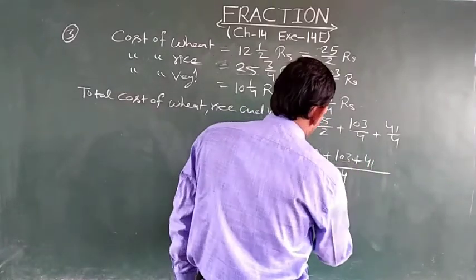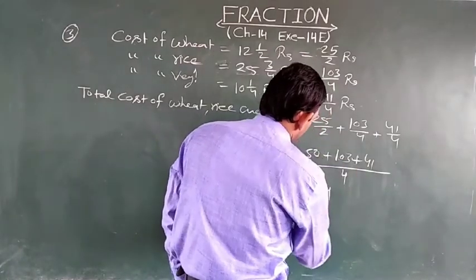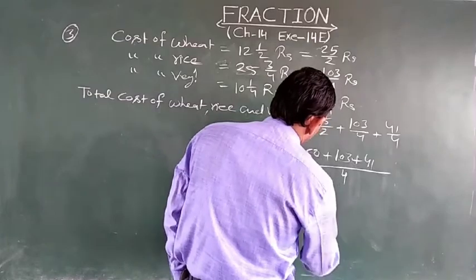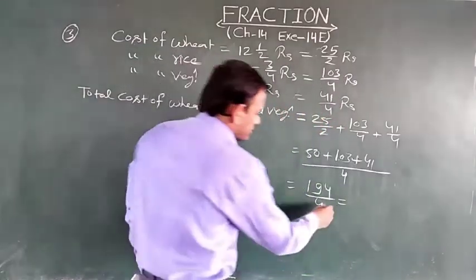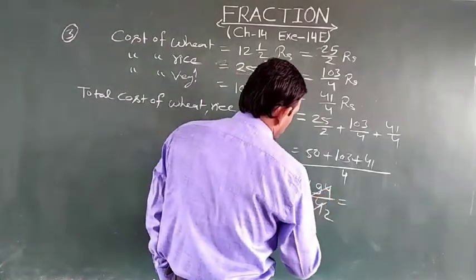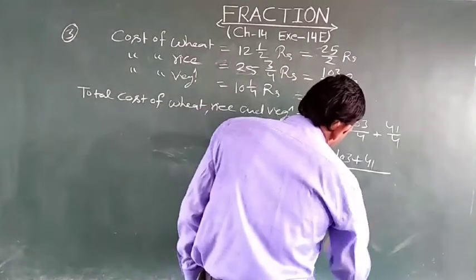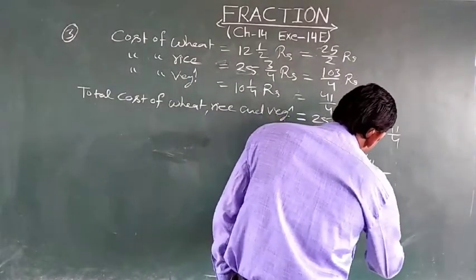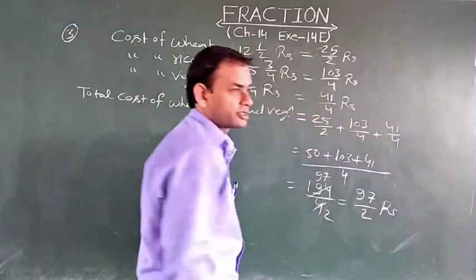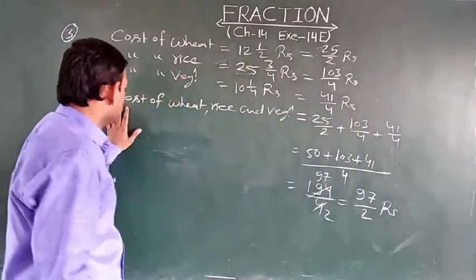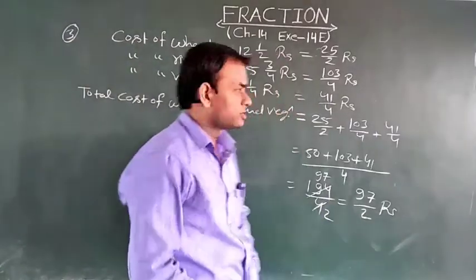0, 3 and 1, that is 4. And 5, 0, 4 and 4, 9. And that is 1. 194 upon 4. 194 and 4 upon 4 is divisible by 2: 2 into 4 and 2 into 97. Now we have got 97 upon 2 rupees. All the values are in rupees. So the total cost of the wheat, rice and vegetables is equal to 97 upon 2.